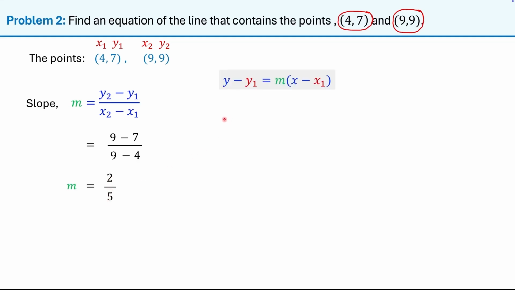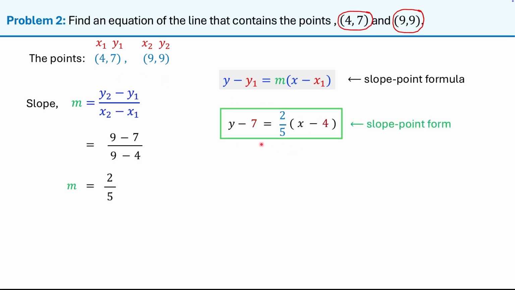Next, use the point-slope formula to write the equation of the line. Substitute the values of m, x1 and y1. You get y minus y1, which is 7, is equal to m, which is 2/5, times x minus x1, which is 4. This is the point-slope form of the equation.